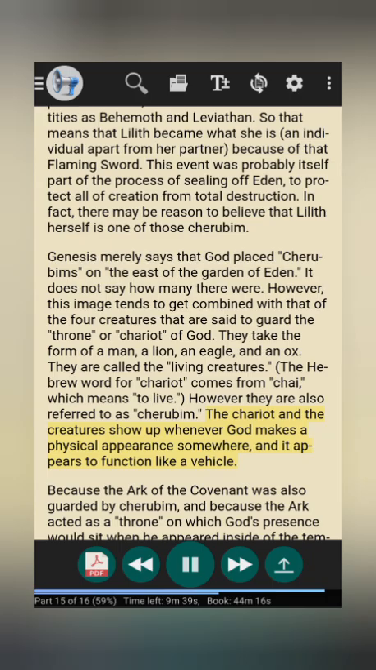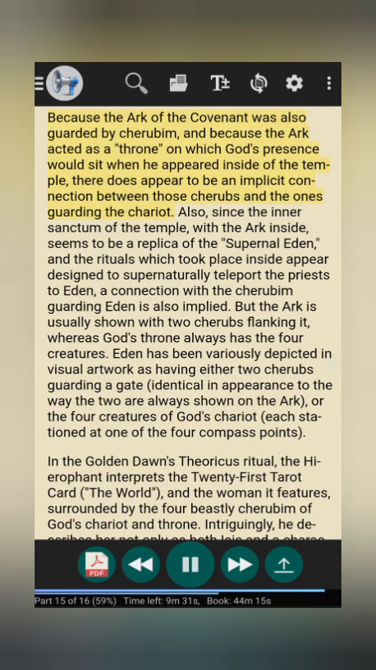The chariot and the creatures show up whenever God makes a physical appearance somewhere, and it appears to function like a vehicle. Because the Ark of the Covenant was also guarded by cherubim, and because the Ark acted as a throne on which God's presence would sit when he appeared inside of the temple, there does appear to be an implicit connection between those cherubs and the ones guarding the chariot. Also, since the inner sanctum of the temple, with the ark inside, seems to be a replica of the supernal Eden, and the rituals which took place inside appear designed to supernaturally teleport the priests to Eden, a connection with the cherubim guarding Eden is also implied.